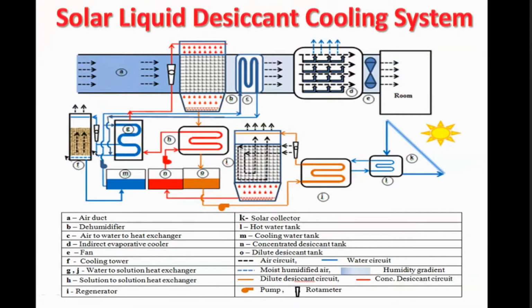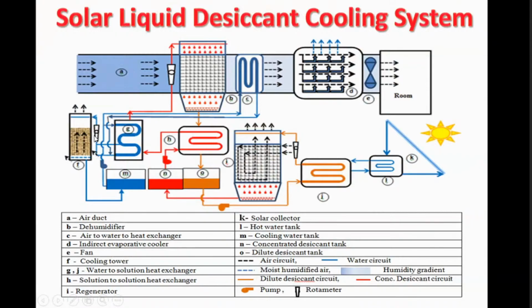And after the dehumidifier, the air is going to an air-water heat exchanger, because the air will get heated up during the process of dehumidification, since heat is released when the moisture is picked up by the desiccant. So that heat has to be removed in the air-water heat exchanger, which is shown here as component C. And after pre-cooling of the air, it is passed through an indirect evaporative cooler where it is brought to the desired conditions. That is the basic cycle, which in this particular case is the liquid desiccant cycle. It could even be a solid desiccant cycle.